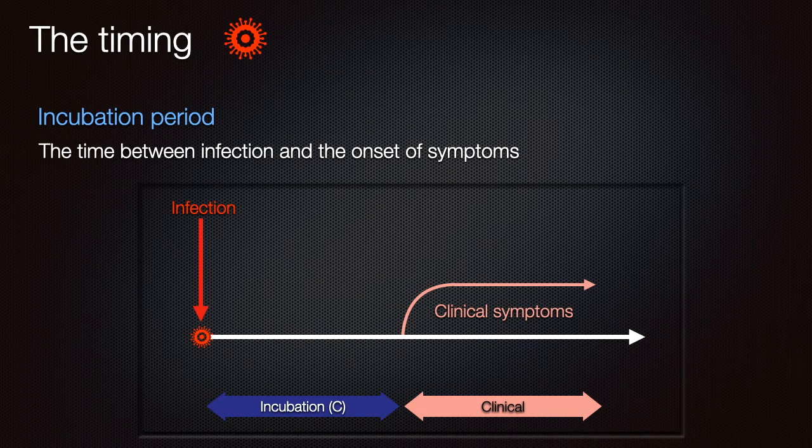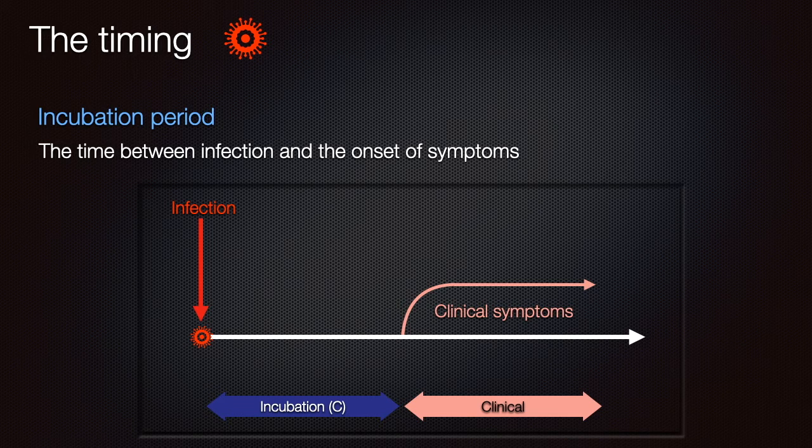Okay, let's talk about some of the timings, some of the periods that we're going to be discussing and using as we start to explore models of infectious disease, how we predict and track these. So first, incubation period. Incubation period is just the time between when an infection occurs and when we see symptoms of that infection.